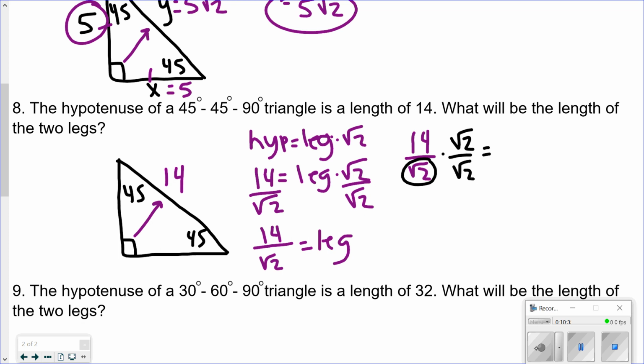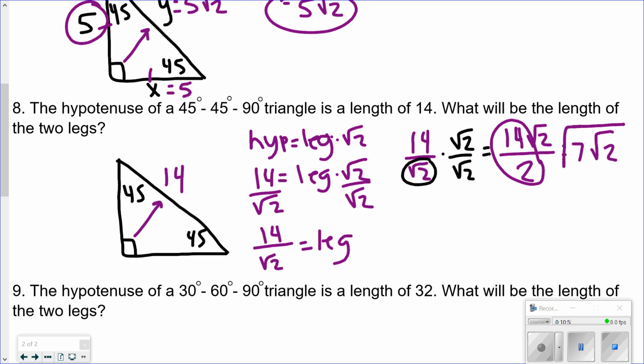When I multiply the numerator, I end up getting 14 radical 2, divided by radical 2 times radical 2, which is just a positive 2. Then I can look at 14 divided by 2. We know that simplifies to 7, and radical 2 just stays as radical 2. And I'm done. So my leg is equal to 7 radical 2, and this leg is also equal to 7 radical 2.